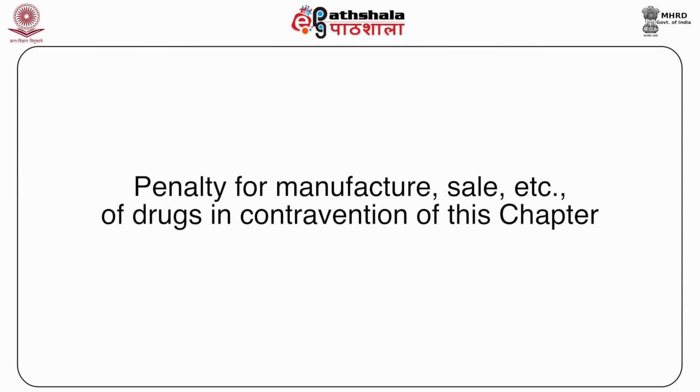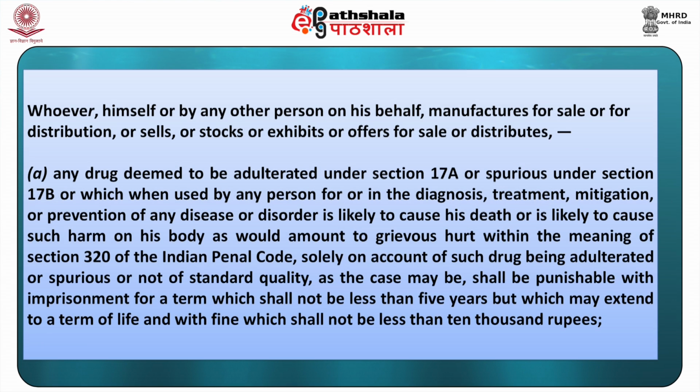Penalty for manufacture, sale etc. of drugs in contravention of this chapter. According to section 27, whoever himself or herself or by any other person on his or her behalf manufactures for sale or distribution or sells or stocks or exhibits or offers for sale or distributes any of these: A. Any drug deemed to be adulterated under section 17A or spurious under section 17B.